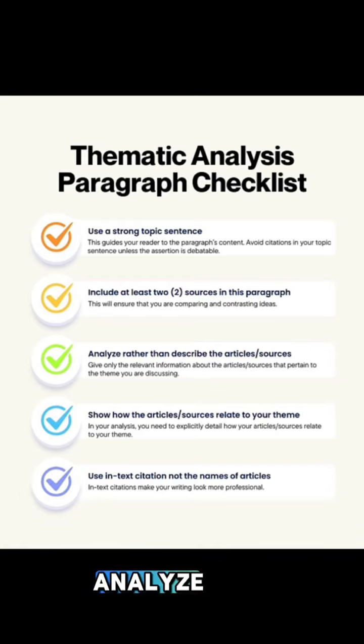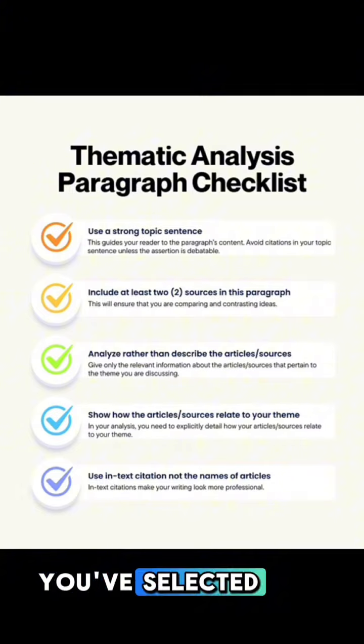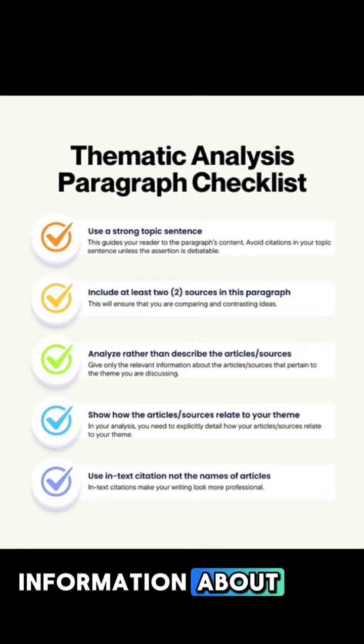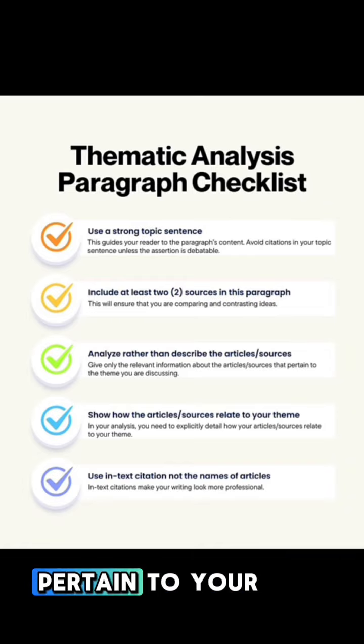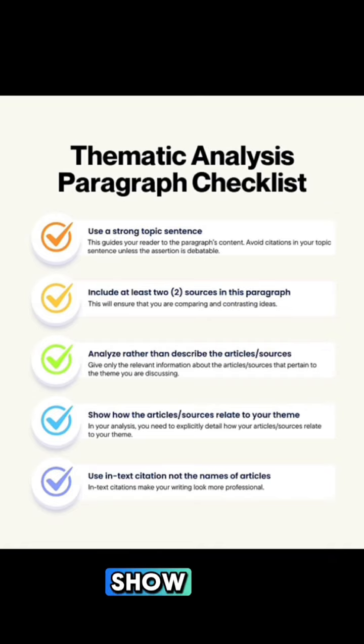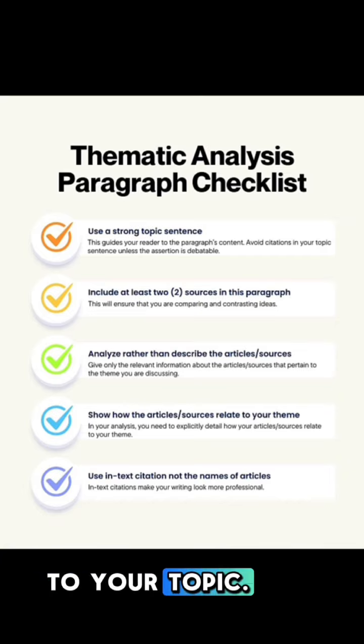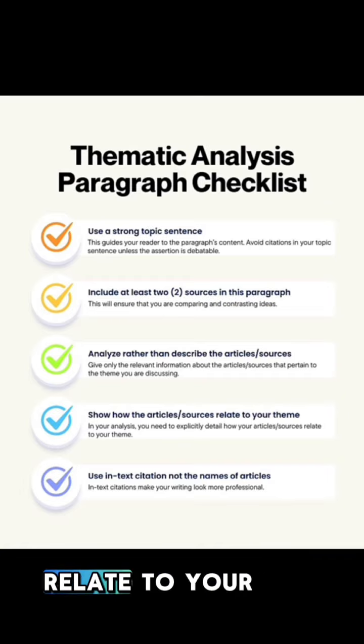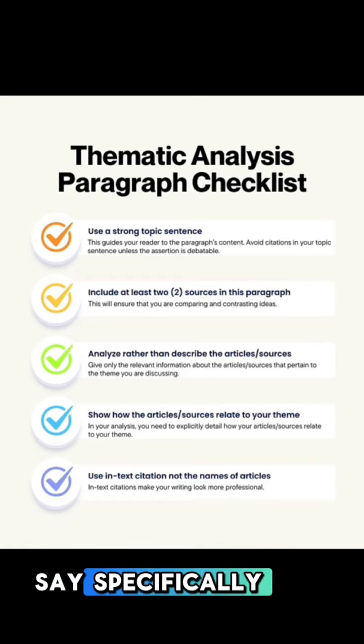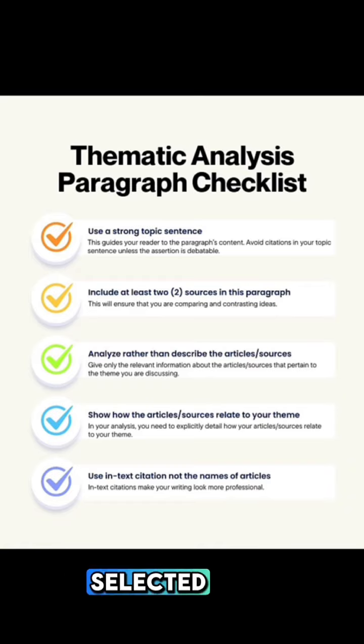Then you're going to analyze rather than describe the articles or the sources that you've selected. And this will ensure that you're providing only the relevant information about these articles or sources that pertain to your themes as per your theme and your topic sentence. And then you're going to explicitly show how the articles and sources that you've selected relate to your theme and to your topic. Now, this is important because sometimes you might find sources that don't explicitly relate to your topic. To avoid your reader or your professor asking you, what does this have to do with your topic? You will have to say specifically how the source that you've selected relate to your topic.